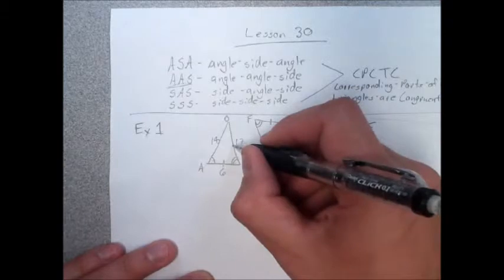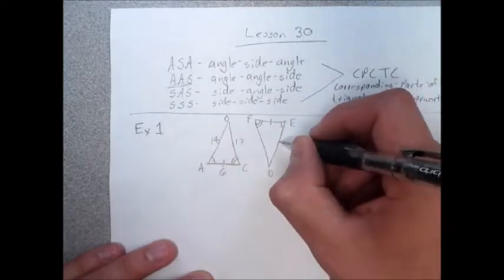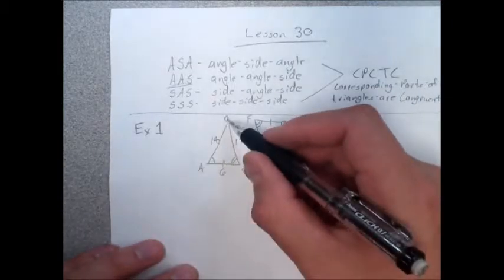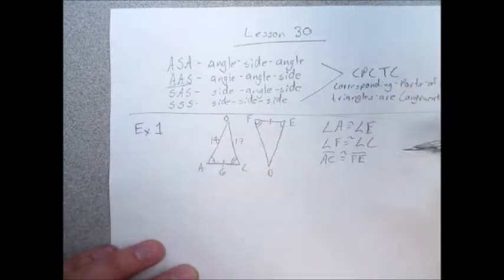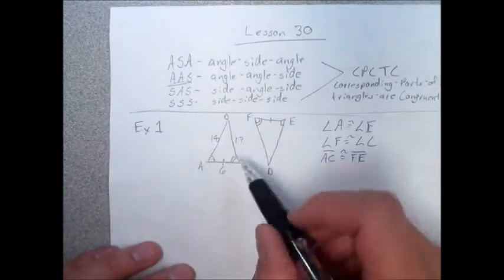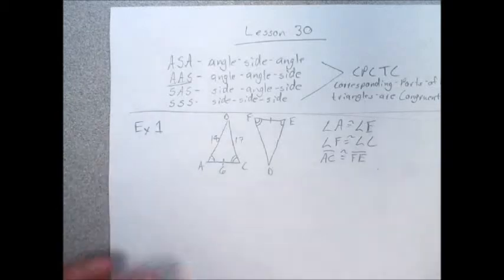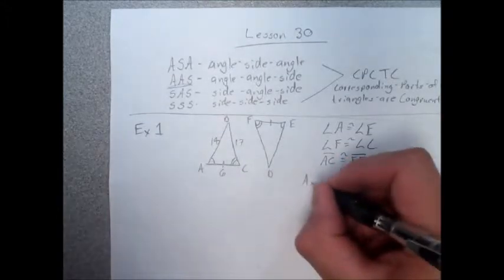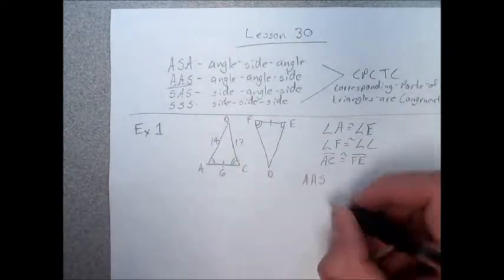I can't say BC and FD are congruent to each other and then use angle, side, because it's not in between angles A and C. It has to be the side in between for it to fall into that category. Okay? So using angle, side, angle, I can state that the two triangles are congruent.